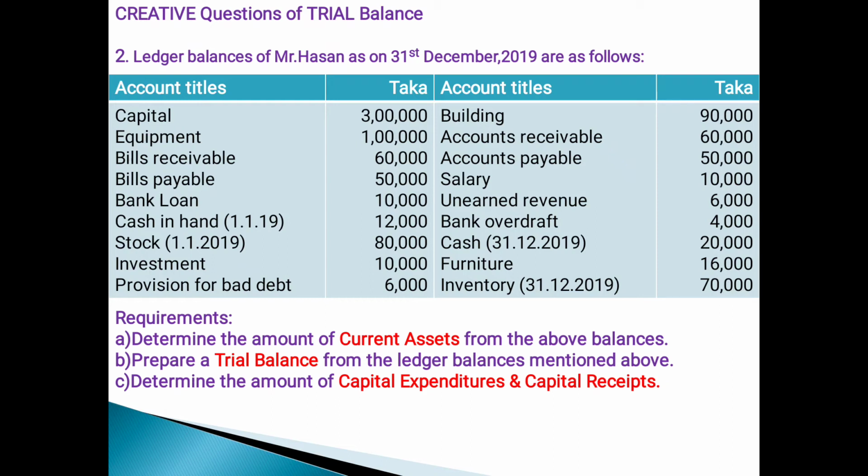See the last balance of inventory, 31/12/2019, that is closing inventory or closing stock. From the rules and procedure of preparing a trial balance, closing stock is not included in the trial balance. So inventory 31/12/2019 for taka 70,000 is not included in the trial balance of Mr. Hassan.